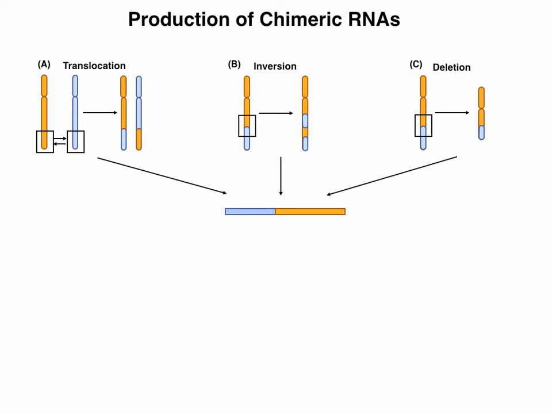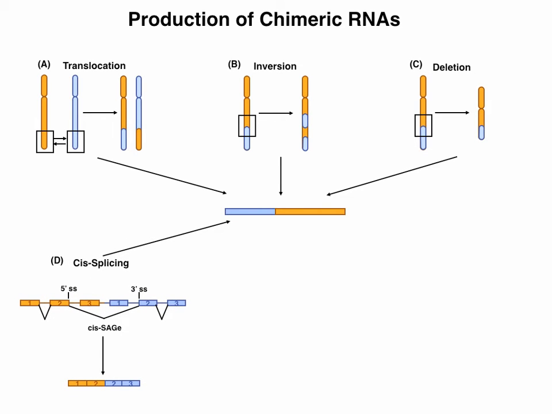However, recent work has demonstrated that chromosomal rearrangement is not the only mechanism to generate chimeric RNAs. Processes involving trans-splicing and cis-splicing between neighboring genes can also produce chimeric RNAs. Cis-splicing between adjacent genes, abbreviated as cis-SAGe, is an RNA processing event that occurs within a single precursor mRNA, where the transcription machinery reads through the intergenic regions of two neighboring genes. One example is the SLC45A3-ELK4 fusion.